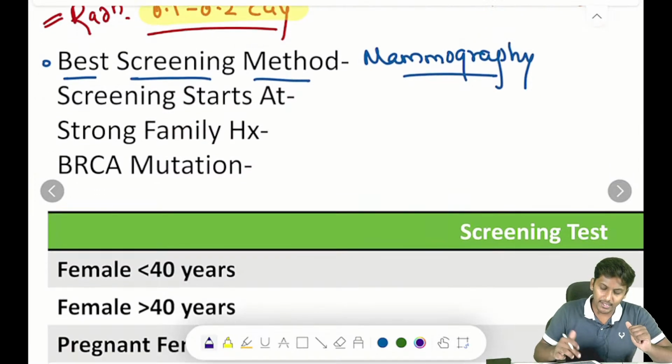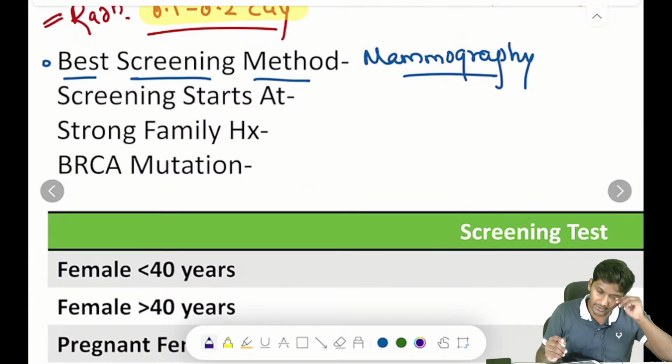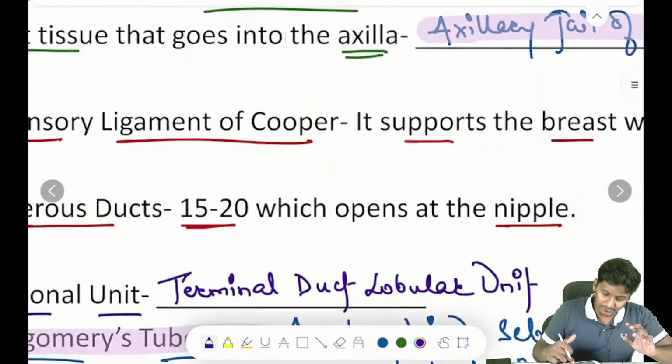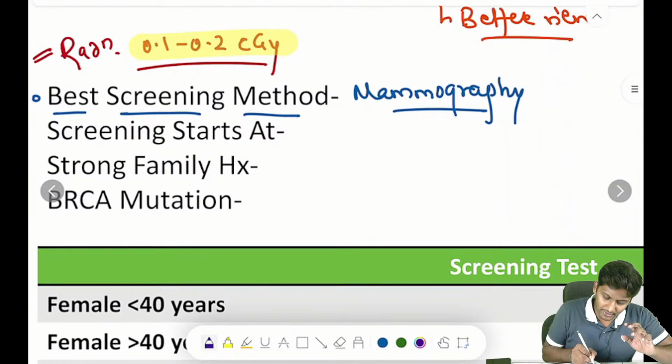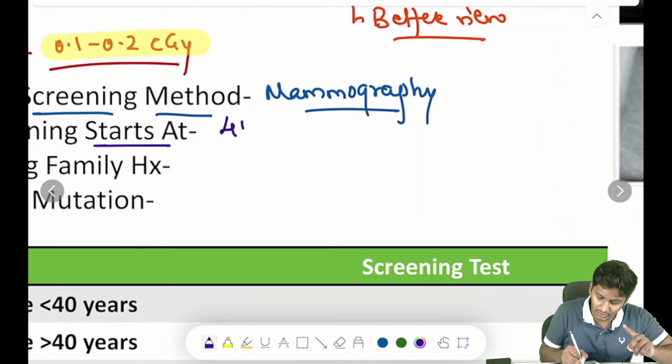ठीक है, इसीलिए you have to start screening for breast cancer in all the patients, okay, or all the females normally. And what is the timing to start it? So you have to remember the method to start it is definitely mammography, and this mammography should be done annually, and the start time for screening is definitely at 40 years of age.